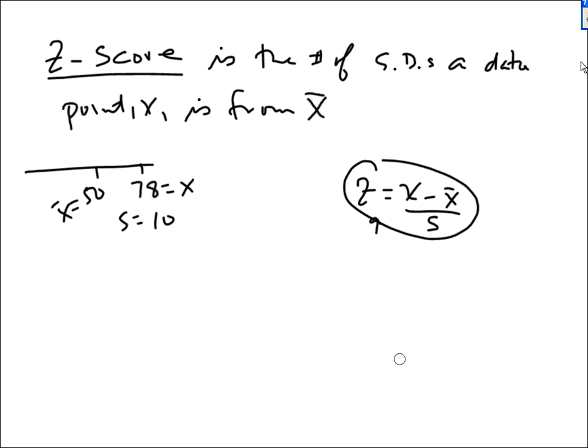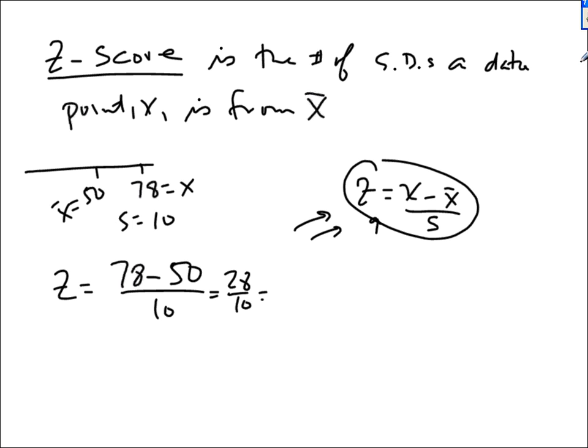Now sometimes z-scores are negative. That just means x is to the left of the mean. Using our friendly formula here, z is x minus mu divided by sigma, which is 28 divided by 10, which is 2.8. Now, if I wanted to know the z-score at 22, so this was z at 78. We don't want to write z equals and get different numbers. How can z equal different numbers? They're different z's. This is z at 22.